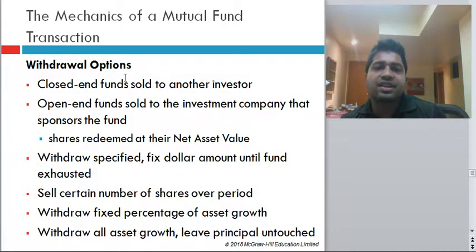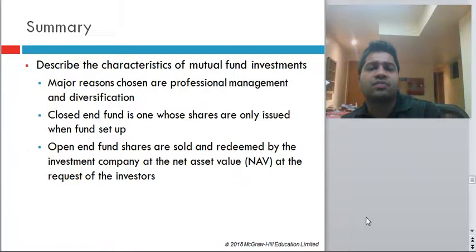Withdrawal: closed-ended funds can be sold to another investor. Open-ended funds can be sold to the investment company that sponsors the funds. Shares are generally redeemed at net asset value. Withdrawal can be specified, so you can do a lump sum withdrawal or do it in parts. You can specify a dollar amount until the fund is exhausted, sell a certain number of shares over a period, withdraw a certain percentage, or withdraw all asset growth and leave principal untouched. You have different options. So that is it in this recording on mutual funds.